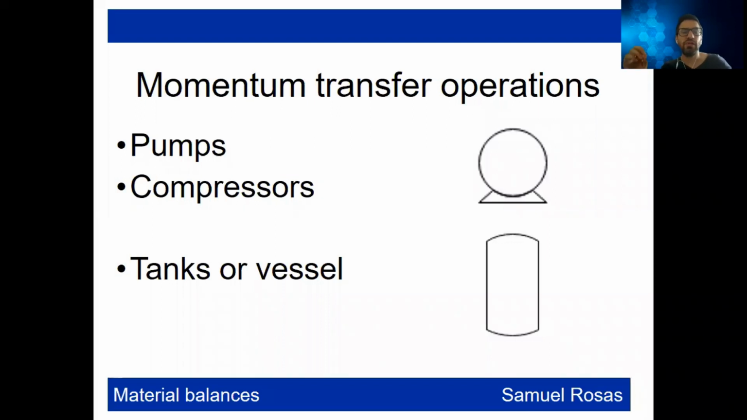Momentum transfer operations are the ones that are going to be used in order to have a flow. Let's say there is a flow of a fluid and we want it to move, right? We want the fluid to move, so that's a flow. We're going to be using pumps, compressors. They may look like this, okay? But also we can store, and we usually do that in tanks or vessels that look like this.